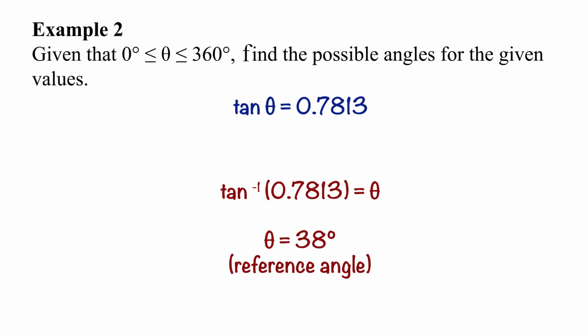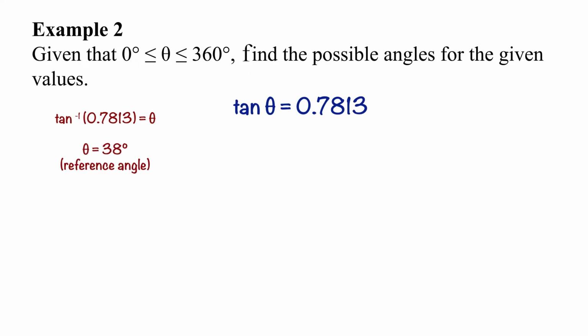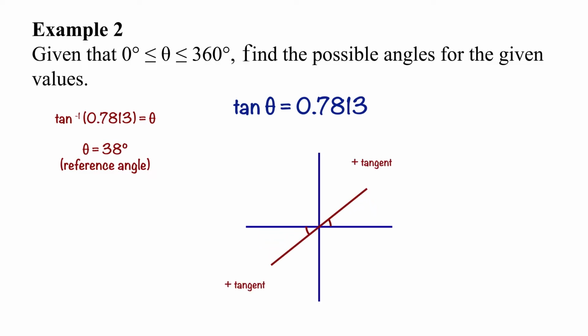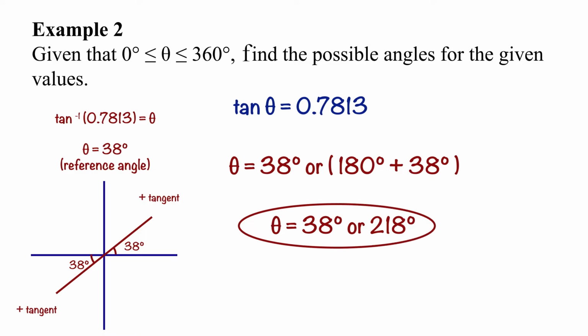The given value is positive, so we are looking for positive tangent values. These can be found in quadrant 1 and in quadrant 3. Let's put our reference angles in these two quadrants, and then find the values of theta. In quadrant 1, our reference angle is the angle we are looking for. In quadrant 3, we need to add the reference angle to 180 to find theta. We get the answer of theta equals 38, or 218 degrees.